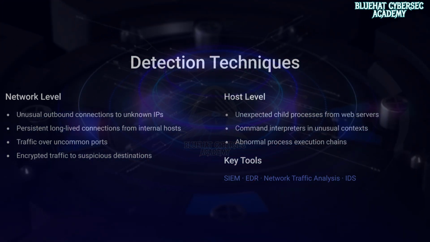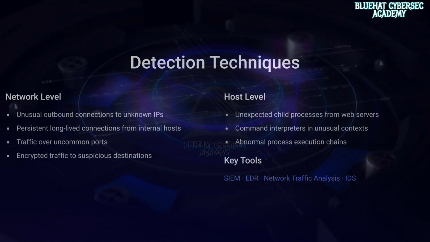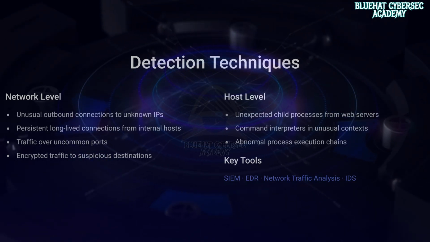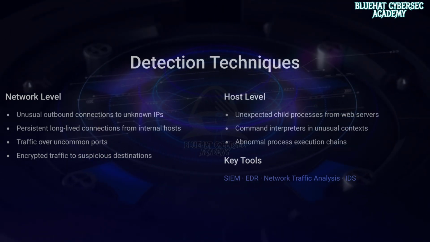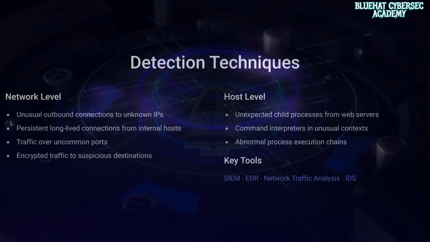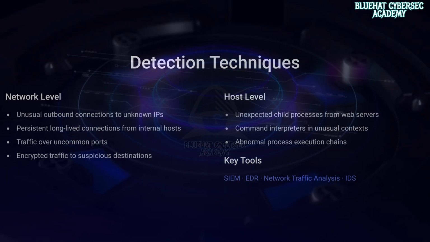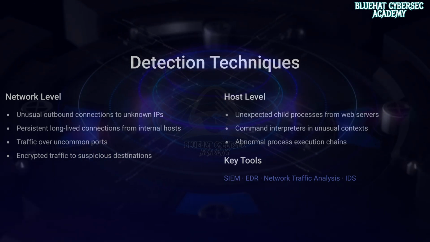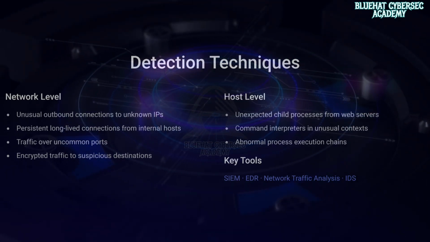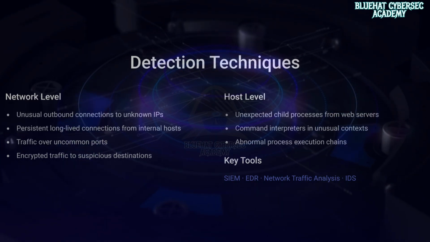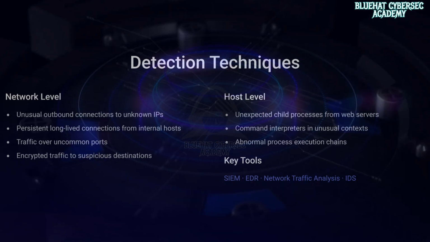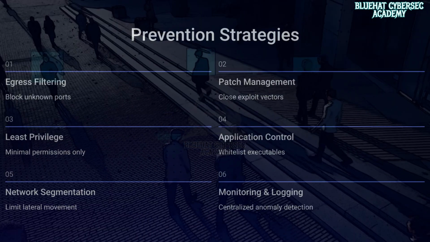At the host level, indicators include unexpected child processes spawned by web servers or scripts, command interpreters running in unusual contexts, and abnormal process execution chains that don't match normal behavior. To catch these patterns, defenders rely on tools like SIEM systems for correlation rules, endpoint detection and response, or EDR solutions, network traffic analysis tools, and intrusion detection systems.